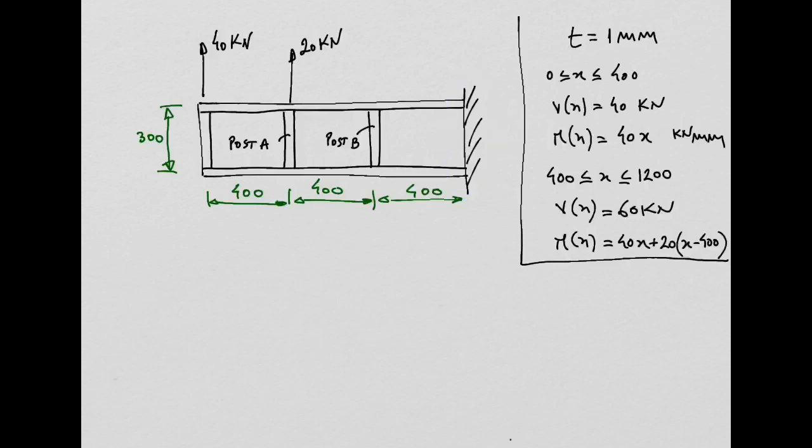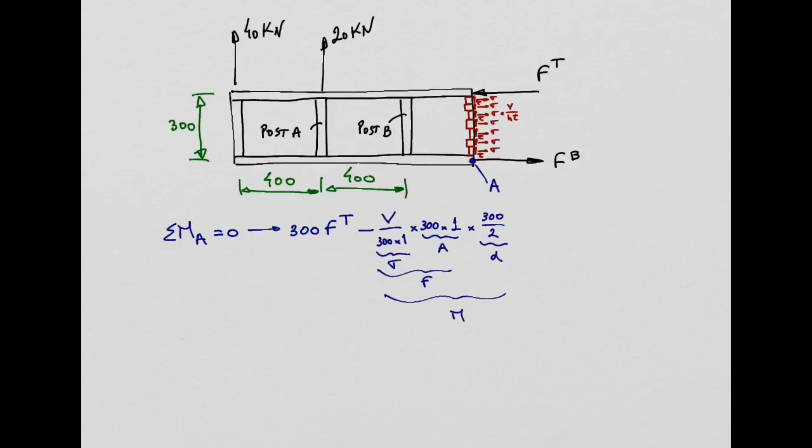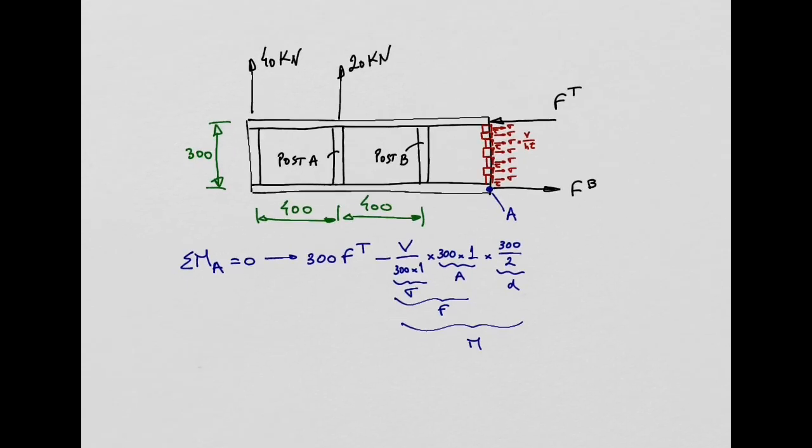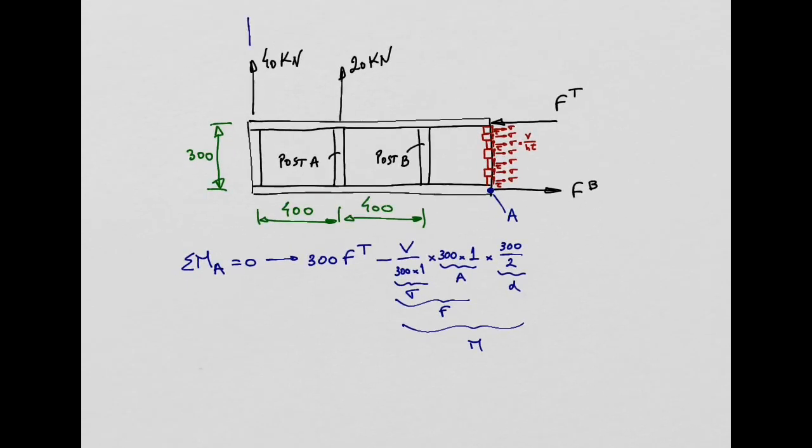So, because we are calculating the maximum, this section here that we are using is going to be, so basically at the wall, right? So this distance from this 40 kilonewtons to here is going to be 1200, and from this 20 kilonewtons to here is going to be 800, okay? Yeah? You all agree with me? Because we want to get the maximum, yeah?